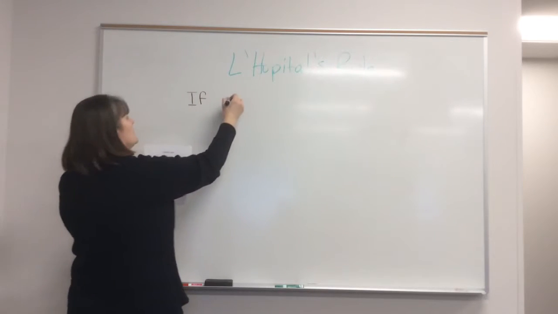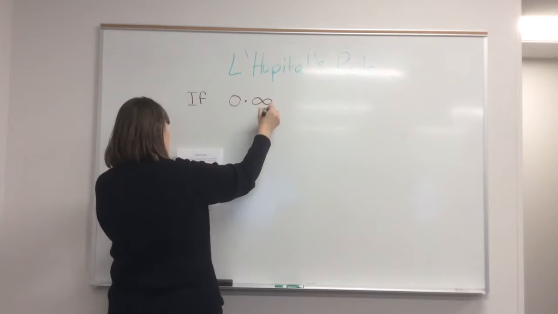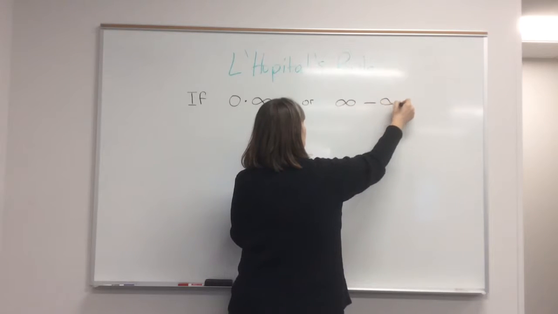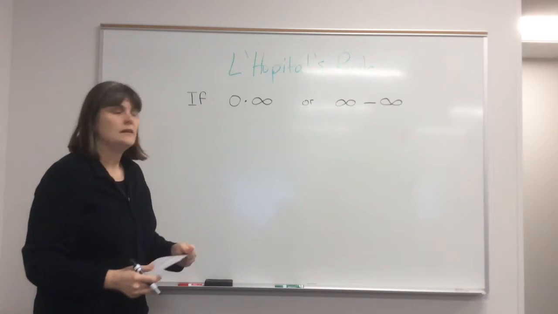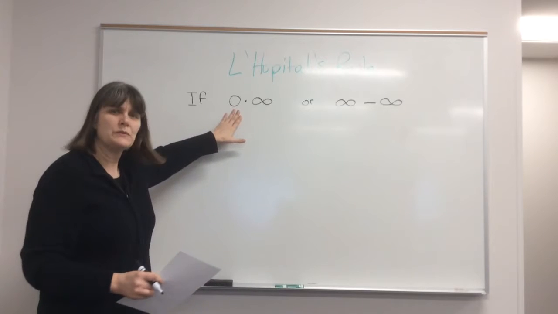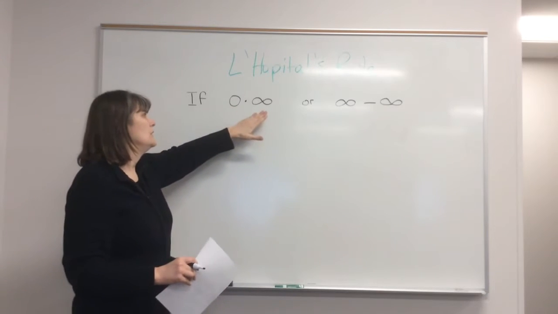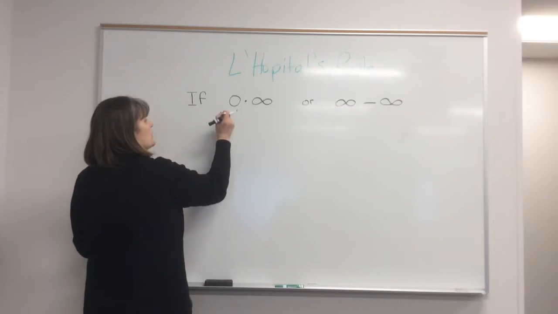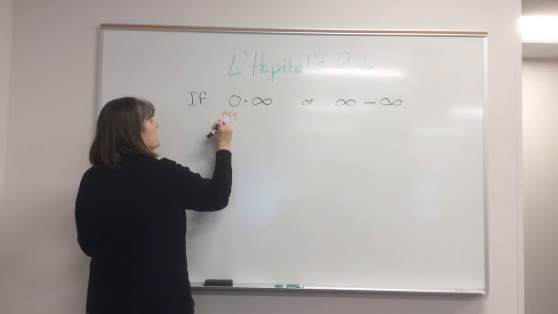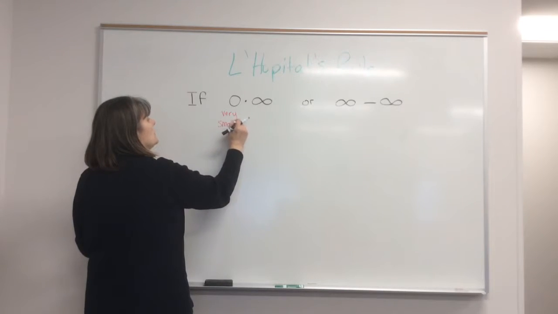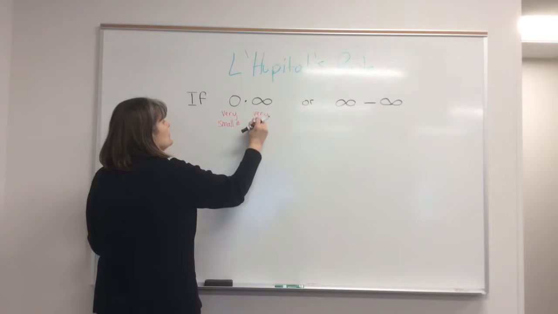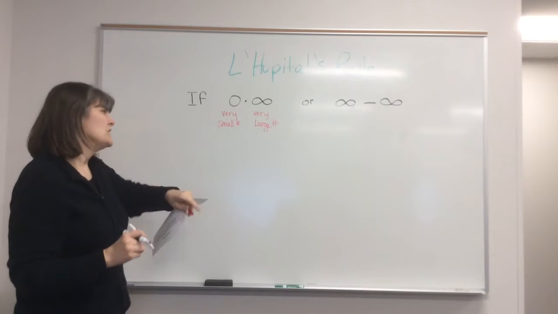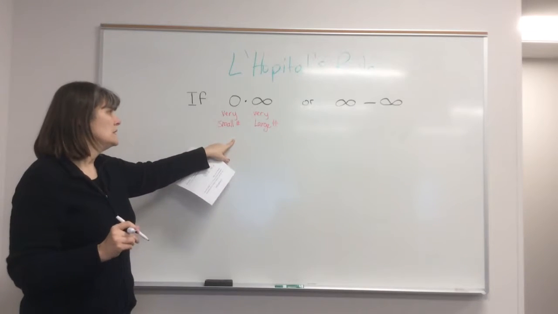We have 0 times infinity, or infinity minus infinity. Now, these are not absolutes. It's not exactly 0. These are representing 0 as a very small number. So if you have a very small number times a very large number, do you get 0, or do you get a large number, or do you get something in between?